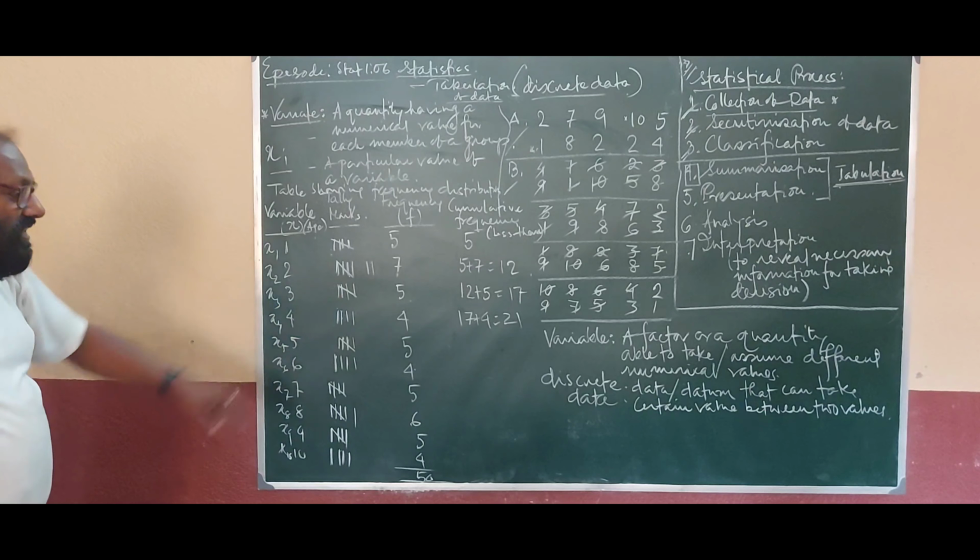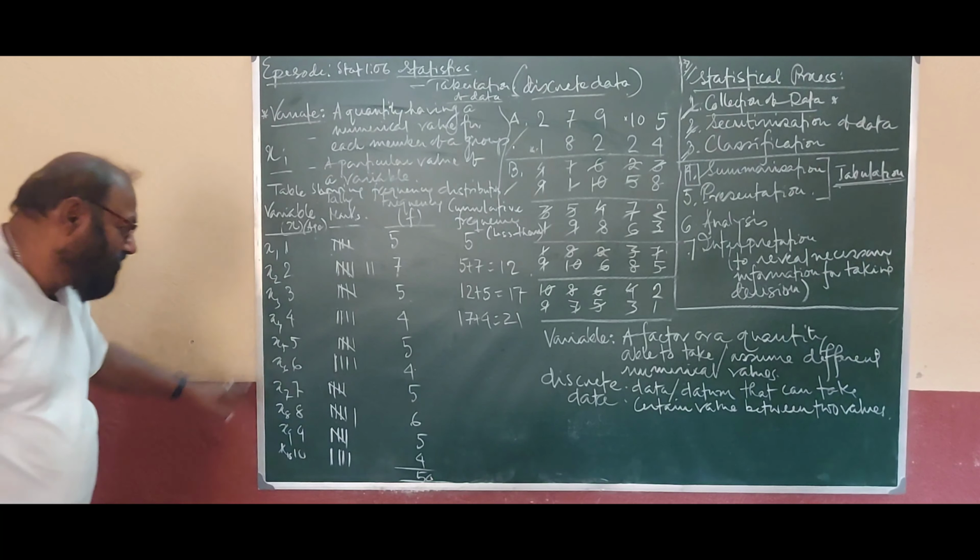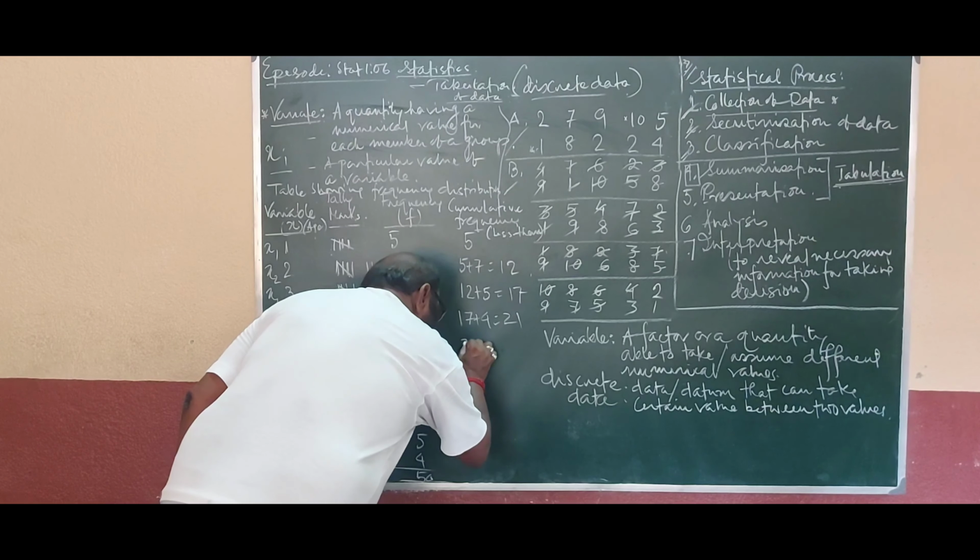Now what is the cumulative frequency of this one? So this is 21 plus 5, yes 26. Now it will be 30, it will be 35, it will be 41, it will be 46, and it will be 50. And 50 is the total frequency, that is total frequency is designated as N, capital N.